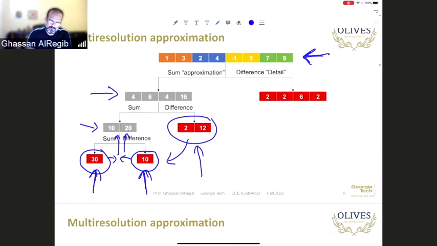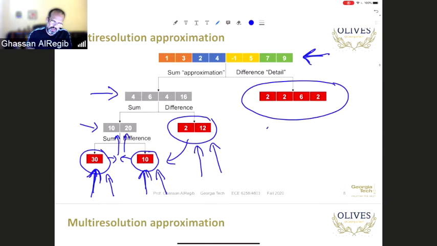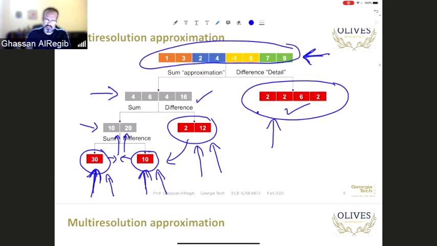Or I can add, on top of all of these, this detail or this difference. So now I have this approximation here. I added to it this one, I added to it this one, and now I want to add this. And if I add this in here with what I have in here, then I get the entire sequence back as it is with the same original resolution or detail. So this is just to give you an idea about what we mean by a multi-resolution approximation in this case.